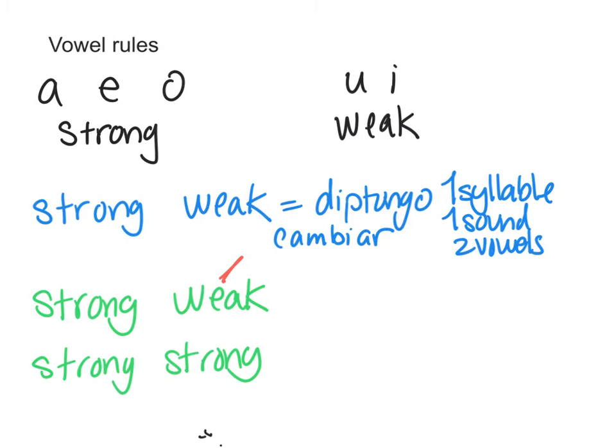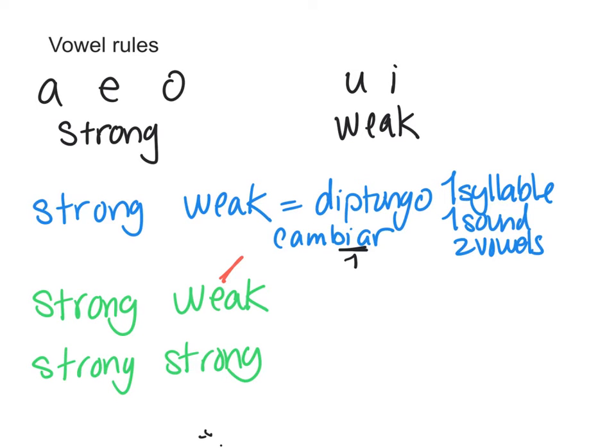So the strong a overcomes the weak i, and together they make one syllable. It doesn't matter the order, strong, weak, or weak, strong, but it's that double vowel in a row. So these two together form only one syllable, one sound, and that's called a diptongo.